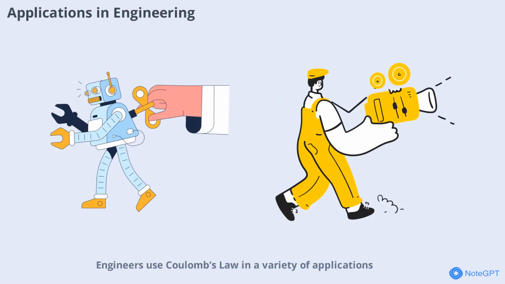Engineers use Coulomb's law in a variety of applications, from designing electrical circuits to developing new materials. The law helps in calculating the forces between charged components, ensuring the safety and efficiency of electronic devices. It's also used in fields like telecommunications, where understanding the interaction between charges is crucial for signal transmission and reception. Coulomb's law is truly a cornerstone of modern engineering.